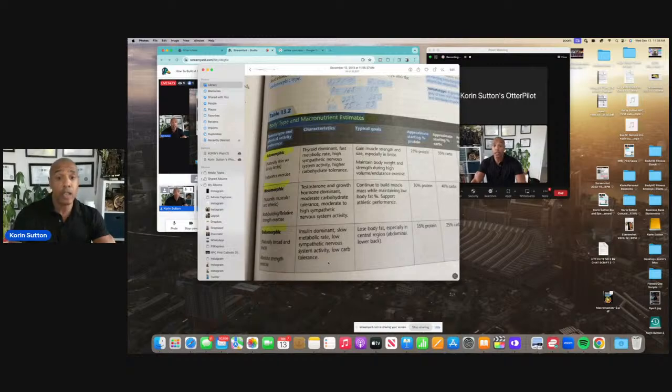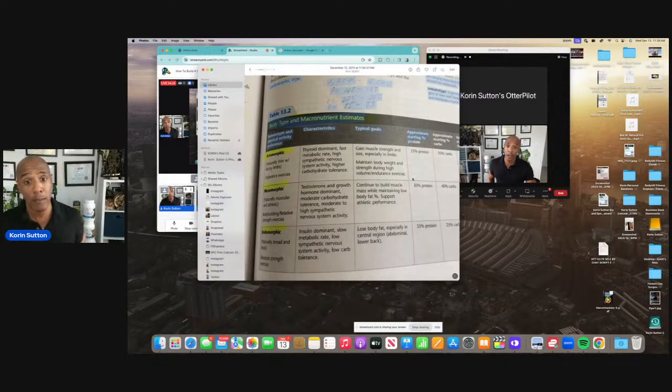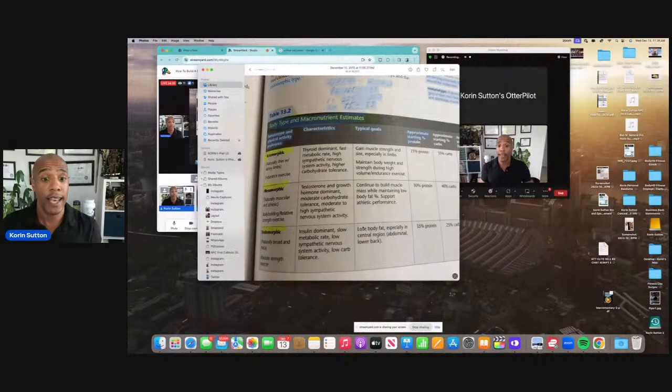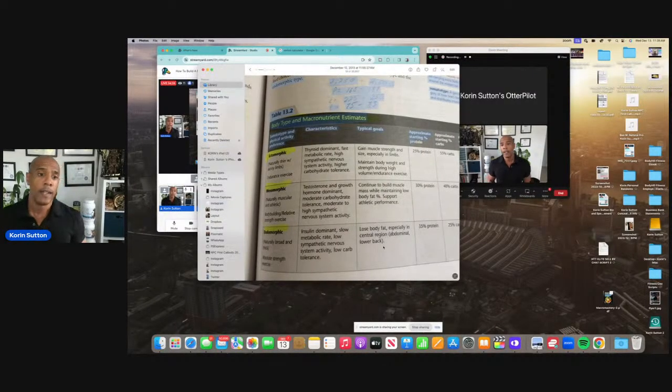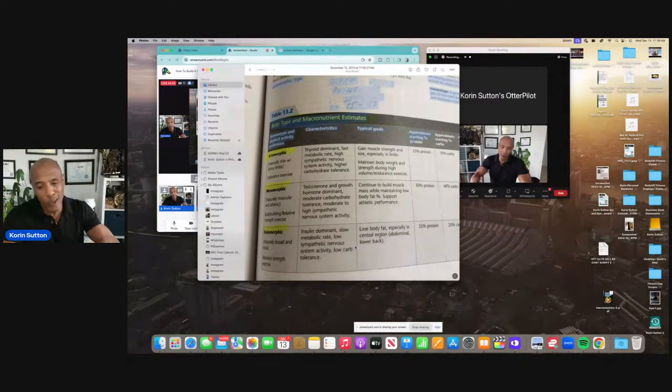See what I'm saying? And then if we look at the typical goals, right? It says lose body fat, especially in the central region, abdominal, lower back. So if you're looking at this chart, and this is something I don't look at it anymore, but this is something that I figured out. If I'm looking at this chart, you see there's three blocks. You have your physical activity, which is like your body type, you have your characteristics of the body type, then typical goals. I'll always say 2 out of 3.